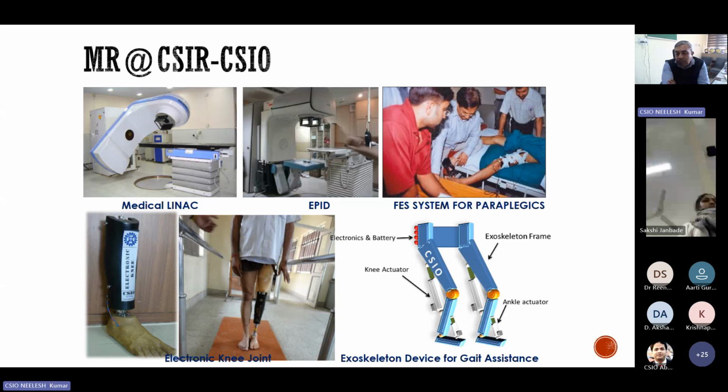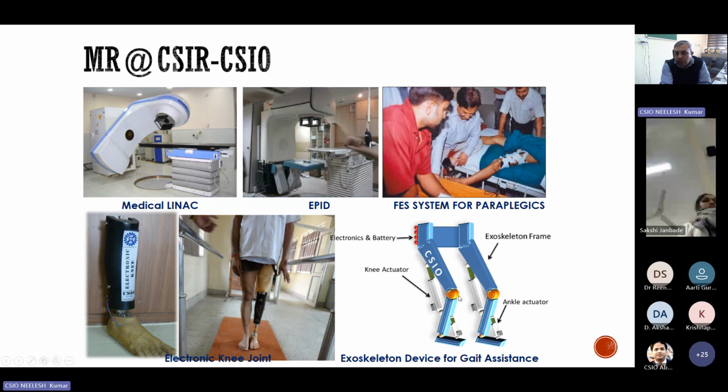This device basically captures the image of the beam which has fallen on the tumor and really passed through the body, and then gives the difference between the planned treatment and the delivered treatment. So based on that, you can correct the further course of action.